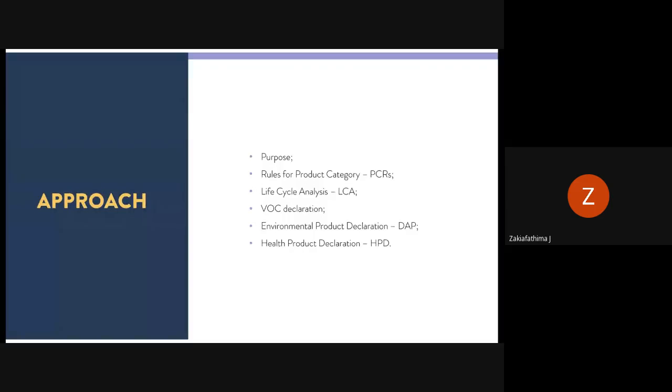And then second, you have rules for product category. Your PCR is called product category rules. Your product category rules define the rules behind considering that particular material as a sustainable material. What makes the material sustainable? How you go about documenting it will all come under your rules for product category.